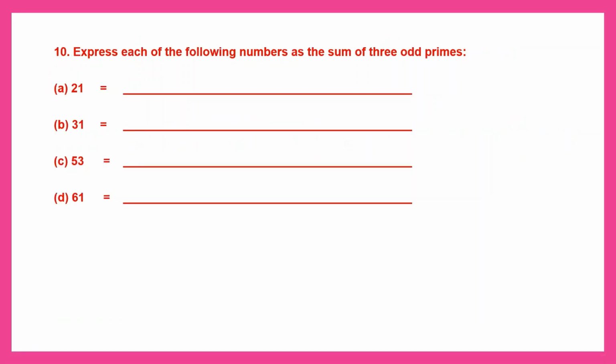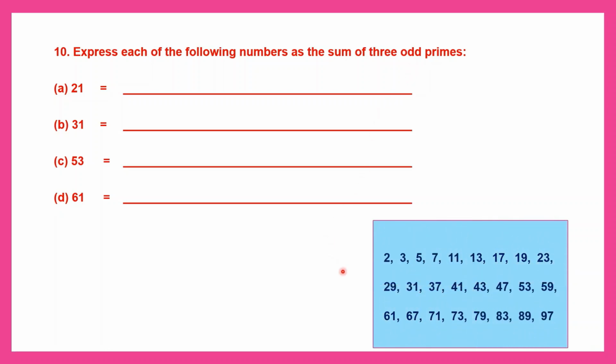Question 10. Express each of the following numbers as the sum of three odd primes. That means I need to take three odd prime numbers, add them up, and my answer should be these numbers given here. So I have to look out for three odd prime numbers. So let's write down all prime numbers between 1 and 100.